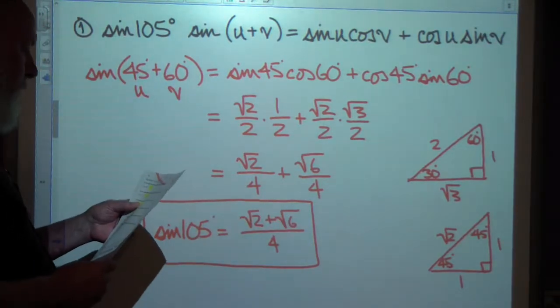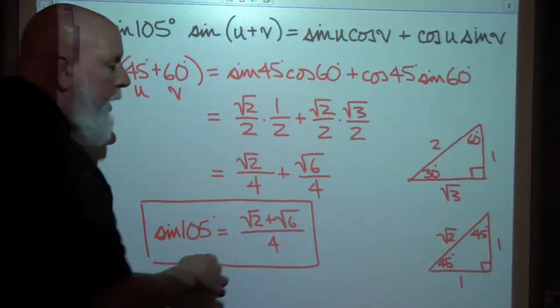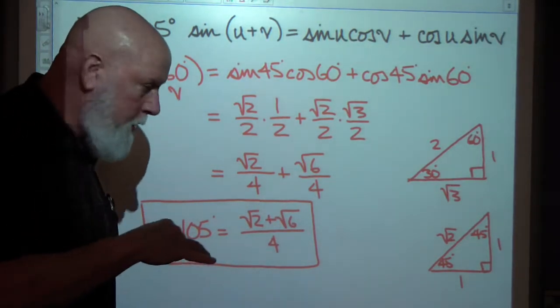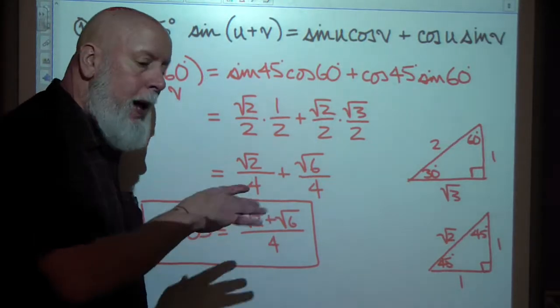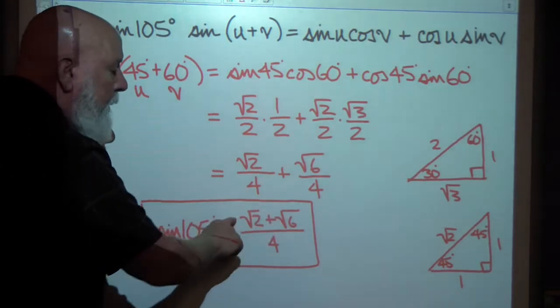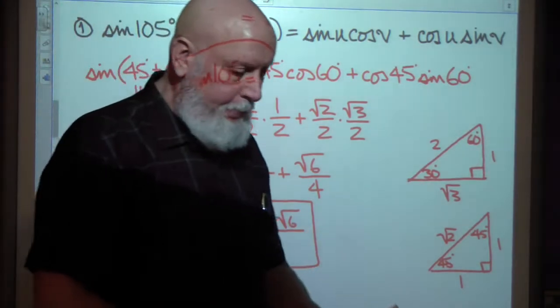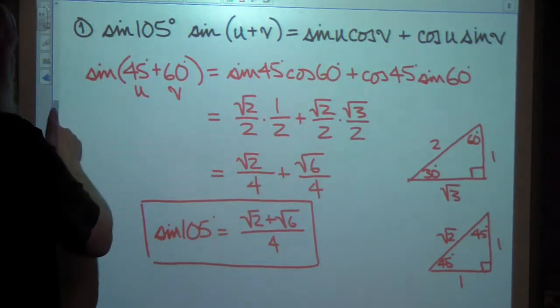Radical 2 plus radical 6 over 4. And remember, if there's a plus sign here, the order doesn't matter. 2 plus 3 is equal to 3 plus 2. Radical 2 plus radical 6 is the same thing as radical 6 plus radical 2. We could have called this 60 plus 45, and these two would be reversed, but the value would be the same. If it was a minus sign, that would not be the case.